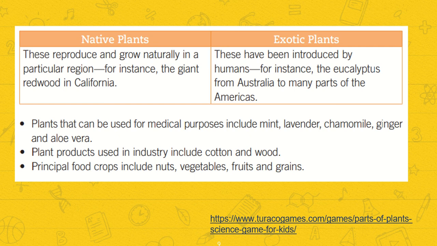Okay, this is some observation: plants that can be used for medical purposes include mint, lavender, chamomile, ginger, and aloe vera. And other plant products used in industry include cotton and wheat. And finally, principal food groups include nuts, vegetables, fruits, and grains.